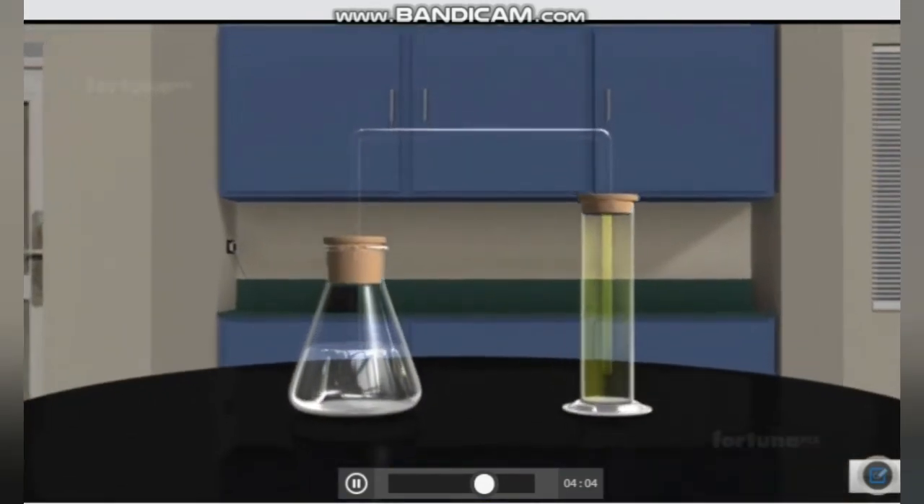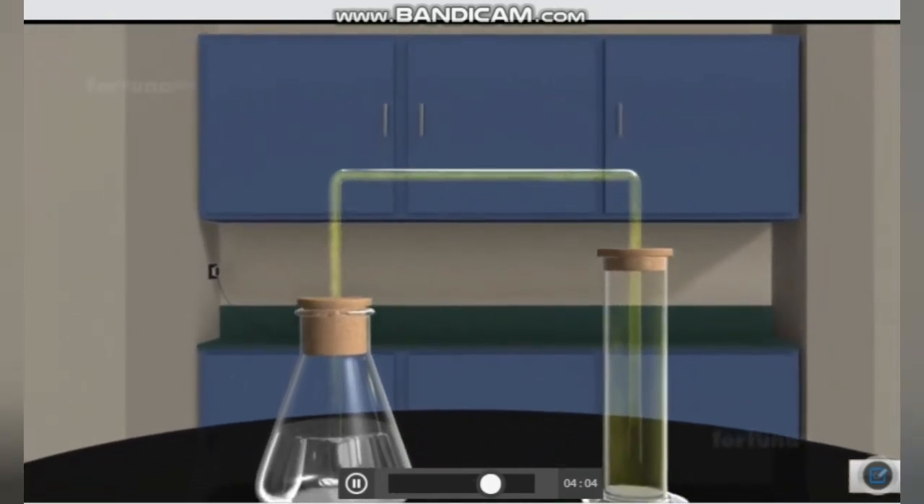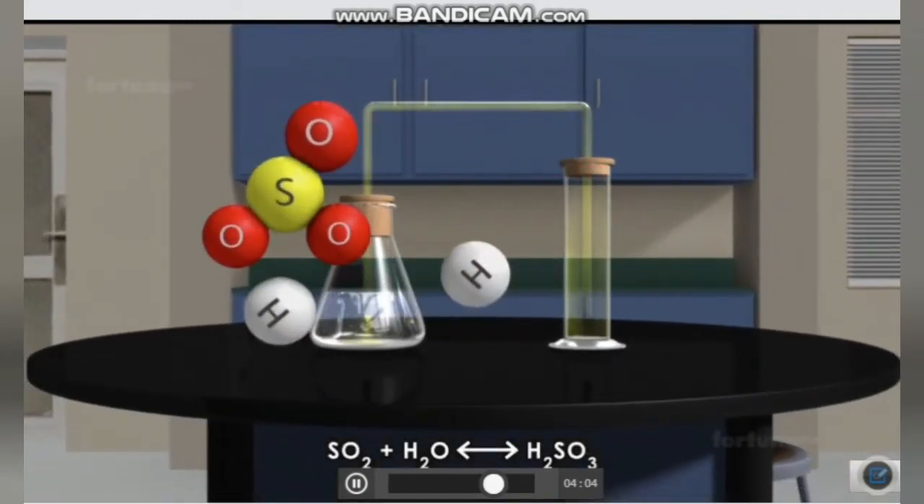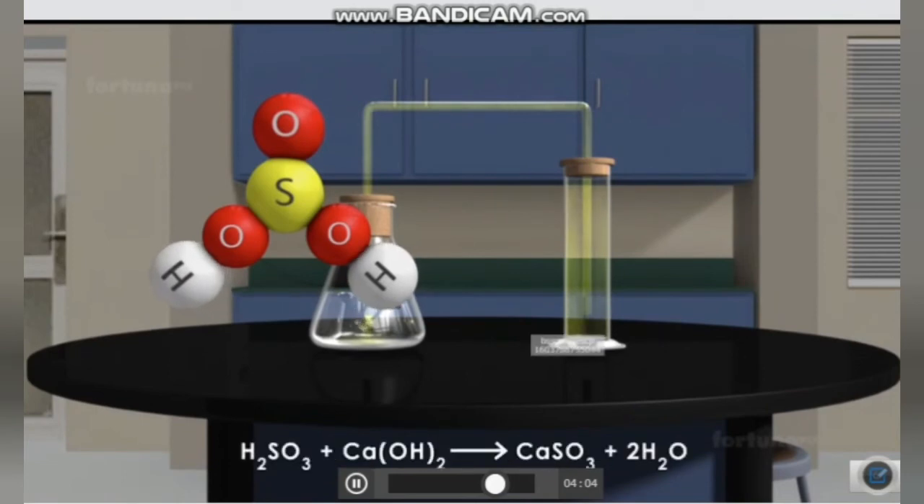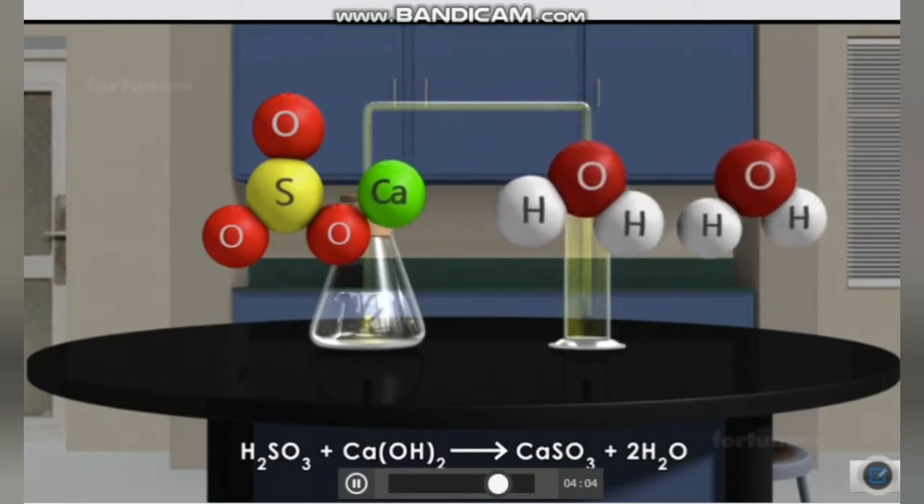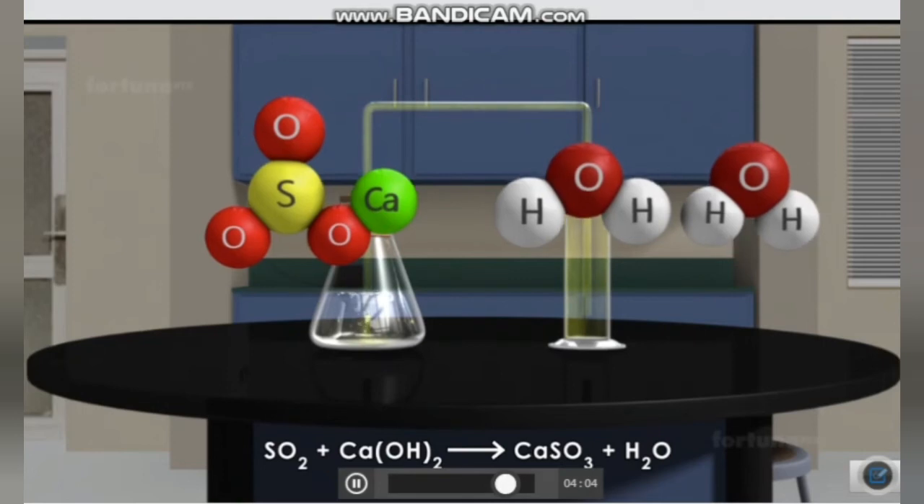Sulfur dioxide will react with alkalis to produce sulfite salts. If sulfur dioxide gas is passed into a calcium hydroxide solution, the bubbling sulfur dioxide will initially dissolve in water to form sulfurous acid. Sulfurous acid will then react with calcium hydroxide to form calcium sulfide. The equation will be: sulfur dioxide plus calcium hydroxide yields calcium sulfide plus water.